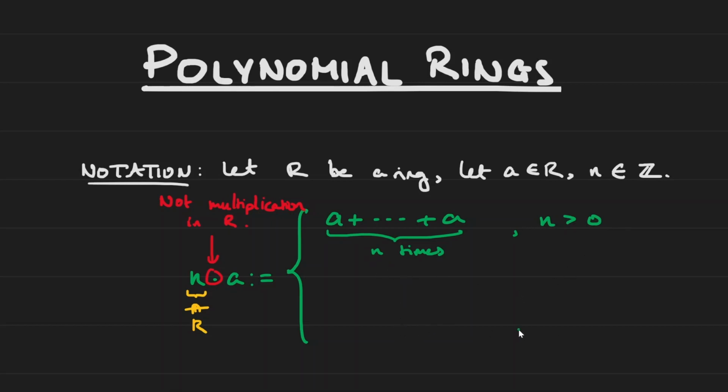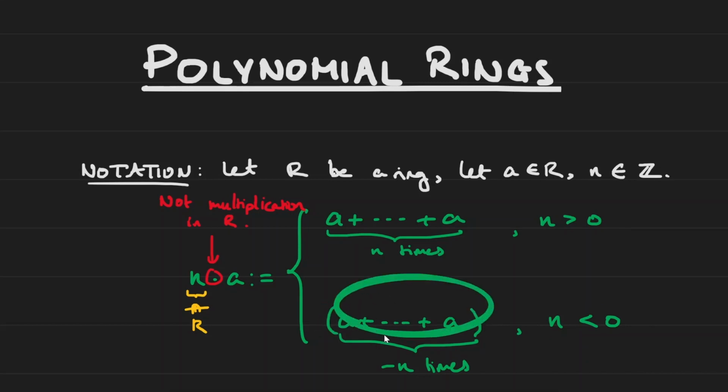Now how about if n is less than 0? You can define something almost similar. You're still going to add together a bunch of times. How many times? Well, it has to be negative n times, because n is negative, and it only makes sense if you do repeated addition a positive number of times. But because n is negative, what you do at the very end is you take the additive inverse of everything. So you have this big ring element here, you put a negative sign out the front, that's the additive inverse. And then finally, if n is equal to 0, well, you just define this to be 0.